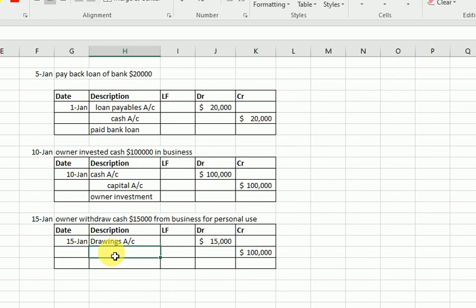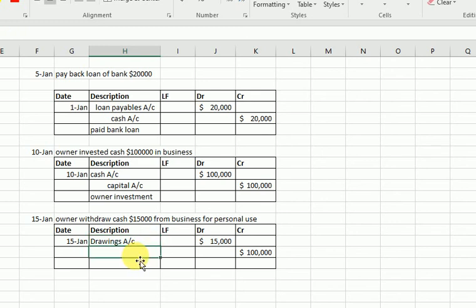So drawings reduce the capital of the owner in the business. When the owner takes drawings, the capital of 1 lakh decreases by 15,000 and shows 85,000. So a decrease in capital is recorded as a debit, and drawings is a contra capital account.